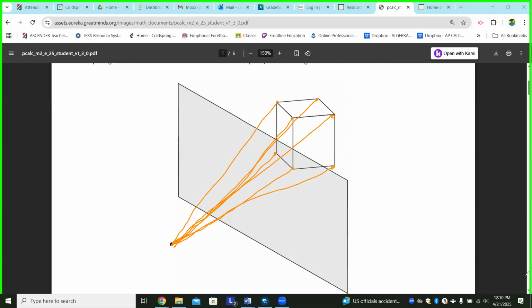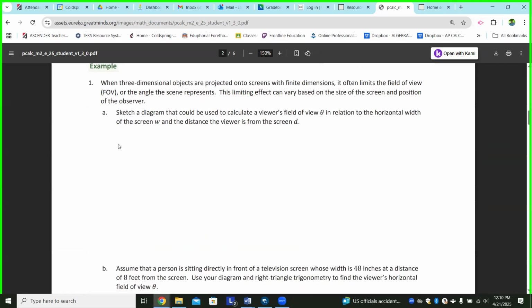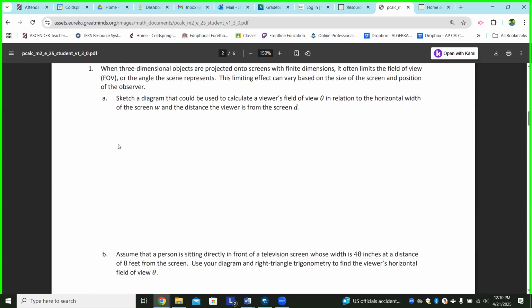All right. Any other questions though? All right, let's look at the math part of it then. So when we look at this first exercise here, for example, you're given that three-dimensional objects are projected onto screens with a finite dimension. It often limits the field of view, which is just labeled as FOV, or the angle the screen represents. So the limiting effect can vary based on the size of the screen and position of the observer, depending on what angle you're looking at.